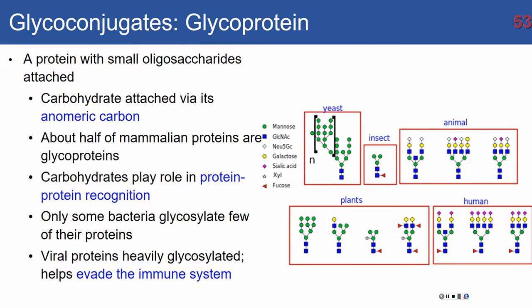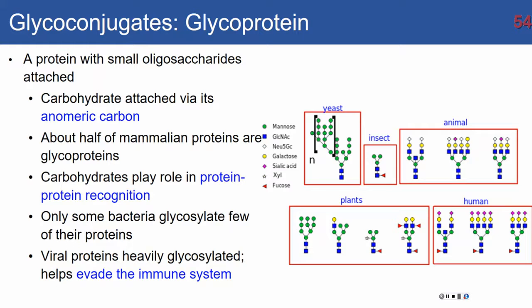Okay, so glycoproteins is just a protein component that's got carbohydrates attached to it, and that gives you a glycoprotein. Remember, the carbohydrate is attached via the anomeric carbon, as has been mentioned. About half of all mammalian proteins are going to be classified as glycoproteins, which is really important from a biotech standpoint, because a lot of times we are trying to make these proteins, for drugs and for a bunch of different things.